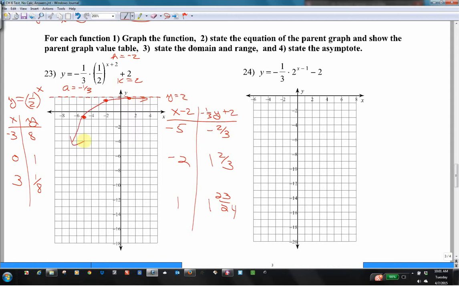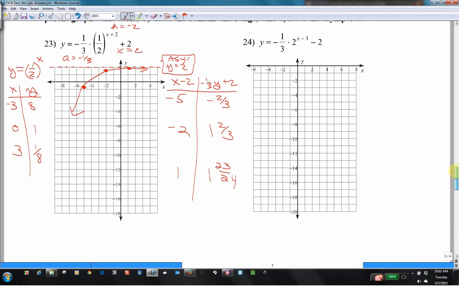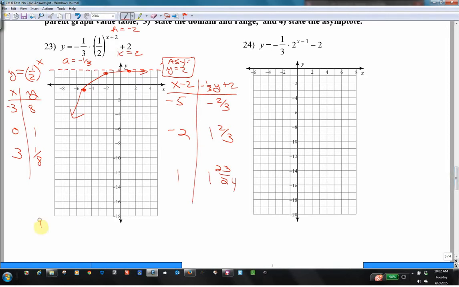And let's see, I need the domain and the range. I already put the asymptote up there. That was y equal to 2. So the domain of this graph is going to be all reals. So x would go from negative infinity all the way to infinity. And the y is going to be all real numbers where y is less than 2. So for the range, it's coming from negative infinity going all the way up to 2. Like that. So that would be the interval notation. Let's move to the next graph.